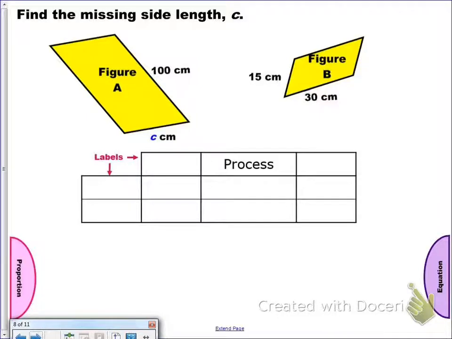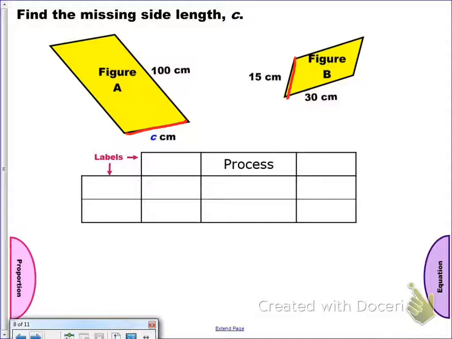In today's lesson, we are going to learn how to find the missing side of similar figures. So right here is my missing side of C. Do make sure that you match your sides. Remember, we do have to correspond. So 15 is the smaller side, so it matches with C.